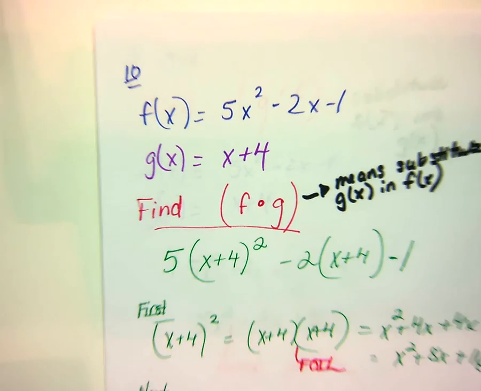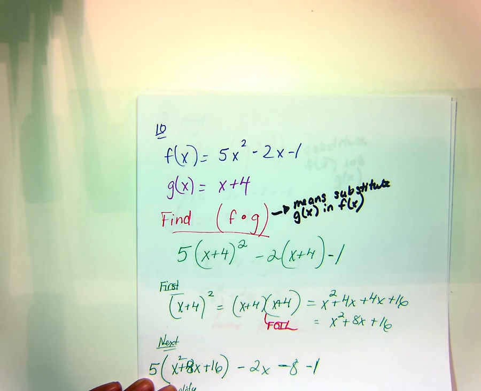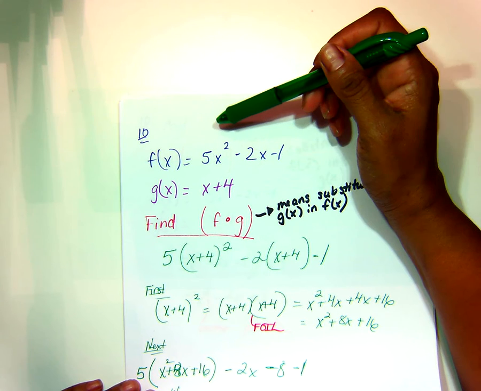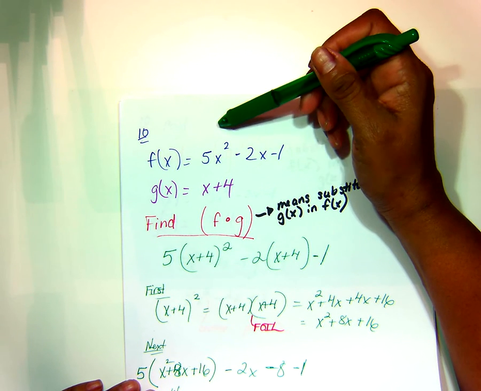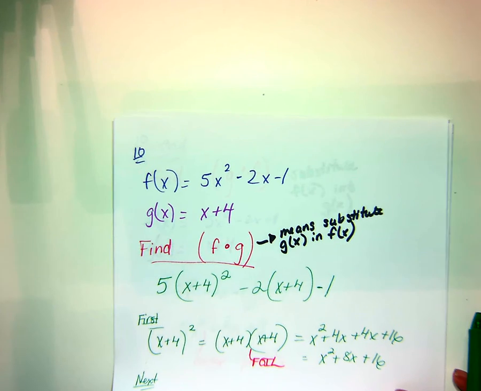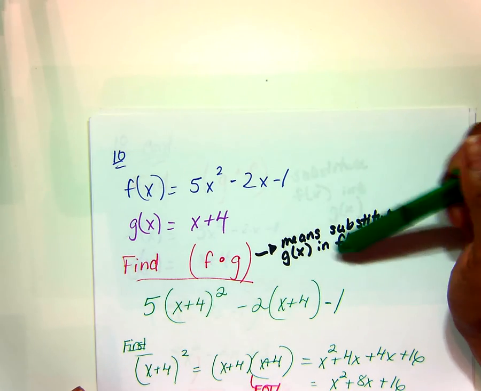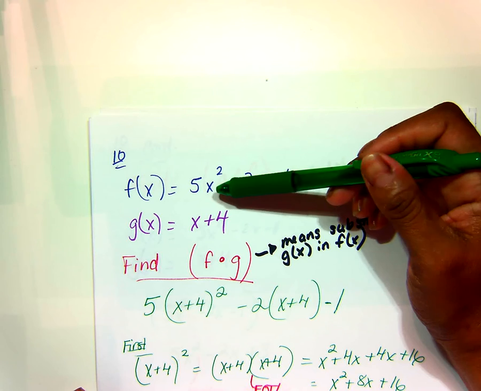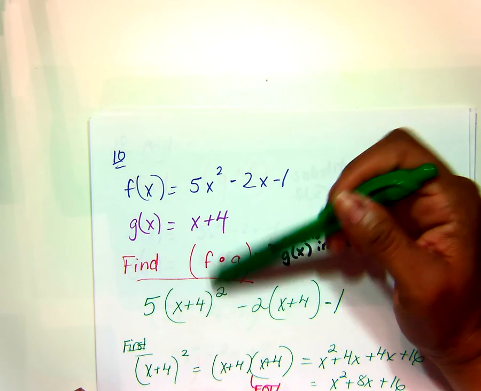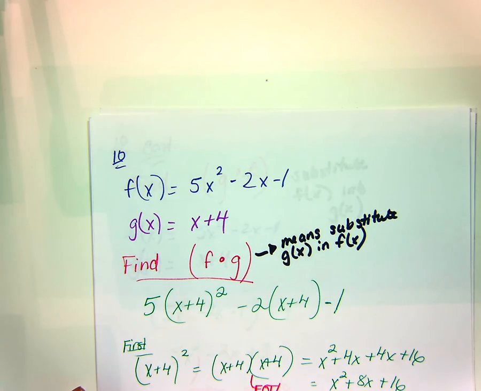Here goes another function. What these are called are composites. The reason why they're called composites is because they're going to be a part of each other. So you have your f of x, which is 5x squared minus 2x minus 1. Then you have your g of x, x plus 4. The first one wants you to substitute your g of x in the f of x. So wherever I have an x, I'm going to put x plus 4. So substitute x plus 4 into f of x wherever you see x. So that's what I did right here.